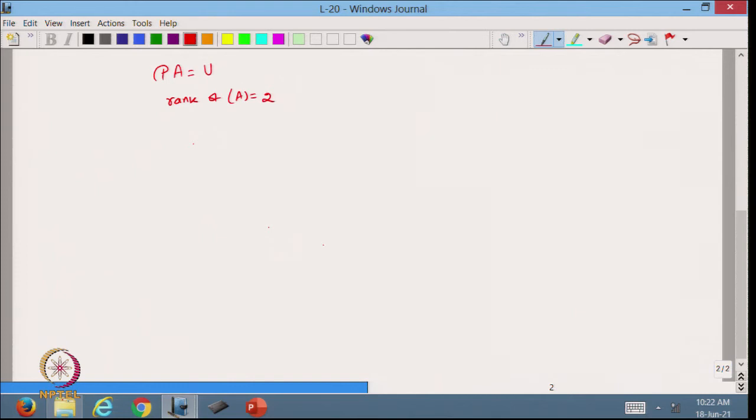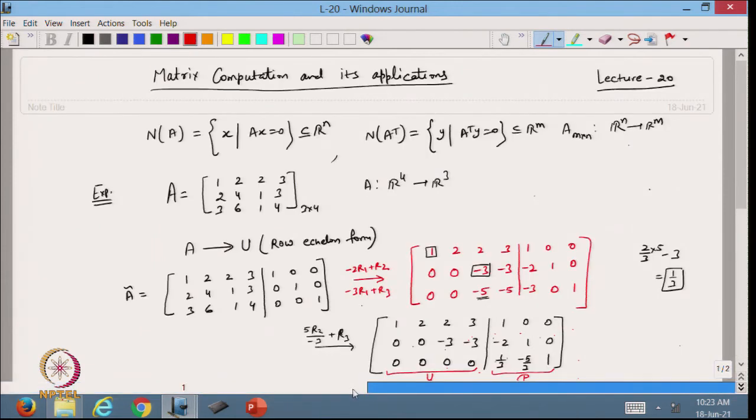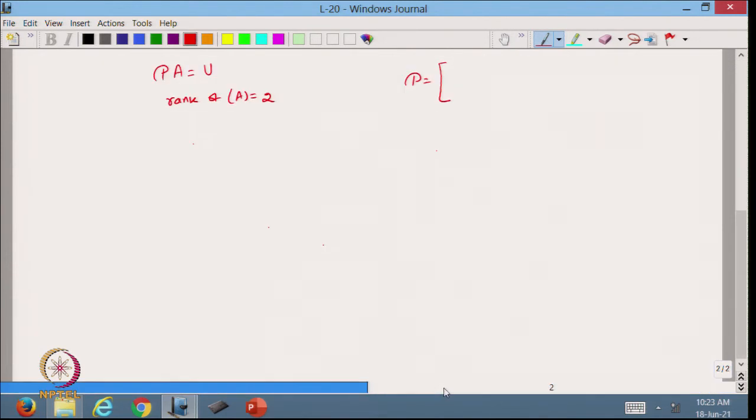P is the transformation matrix which is used for pre-multiplication of A that becomes the U. So it is 1 0 0, 2/3 -1/3 0, and 1/3 -5/3 1. So this I am getting. Now, the rank of matrix A is 2.